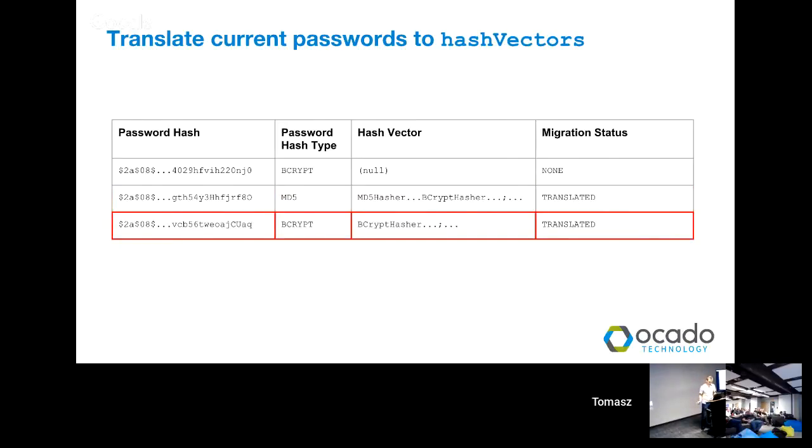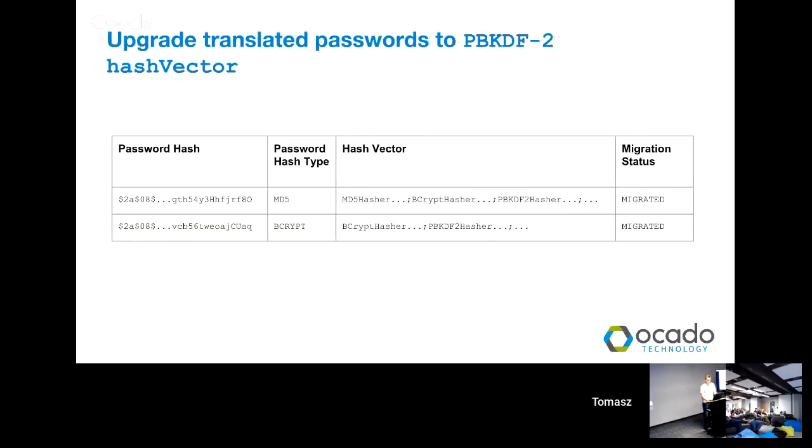For bcrypt passwords it is a little bit easier, because there's only one element, the bcrypt hasher, in the hash vector, and we set the migration status to translated as well. Another step that we took was upgrading these translated passwords using the migrate method of password hashers. So to all of the hash vectors that we created, we added the pbkdf2 hasher element, for the MD5 as well as for the bcrypt hashes. Okay, so we have this.